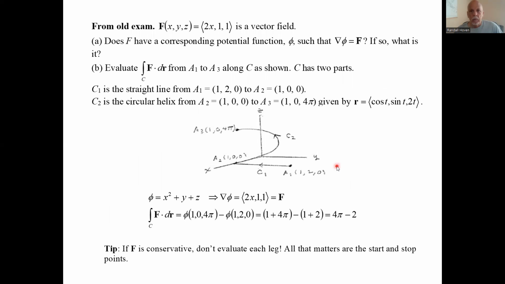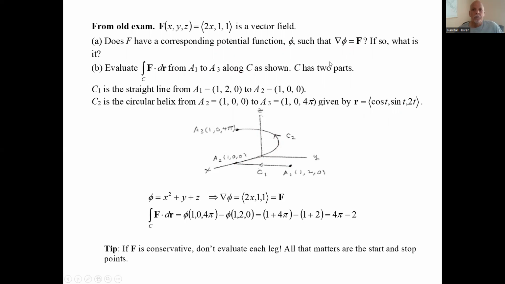This was a problem I put on some of my exams, and actually it was on an exam I took back in 1970-something. It gives you the vector field and asks, does that vector field have a corresponding potential function? If so, what is it? And then evaluate the work integral along the path shown. It has two parts, from here to here on a straight line, and then from here around there on this helix.